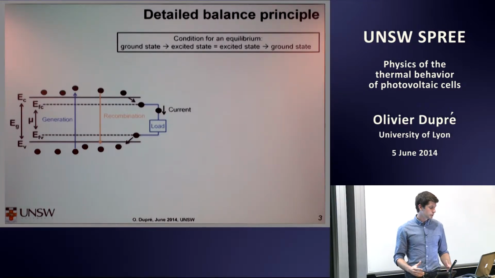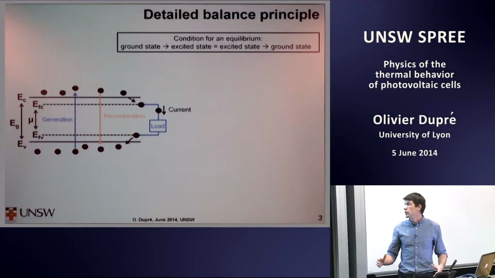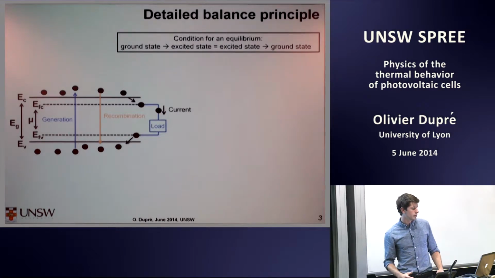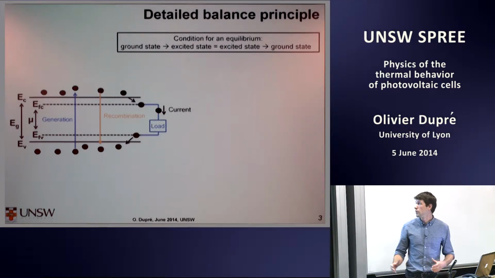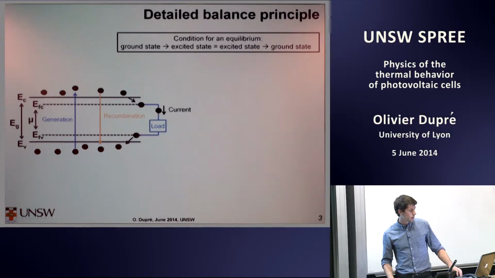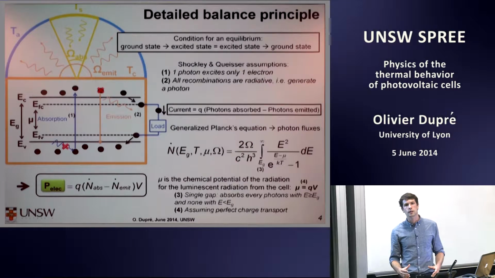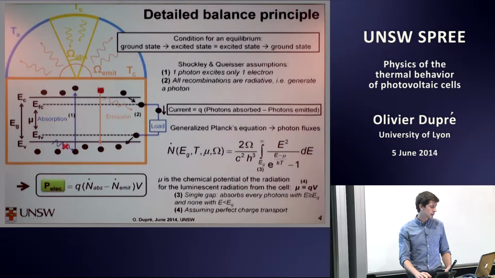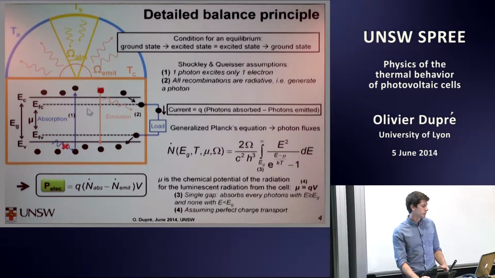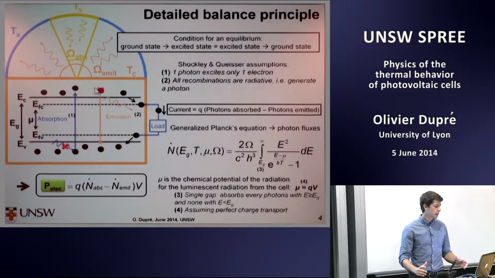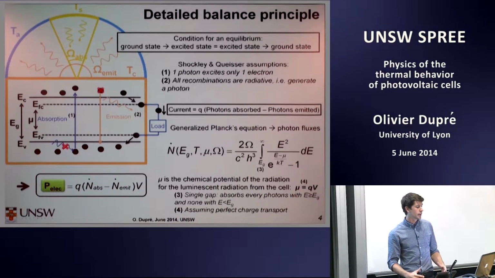They have another option, which is to go through some external circuit, where their energy will be used and we will get electricity from them. The idea of Shockley and Queisser was to make a few assumptions to be able to relate the population of photons to the population of our excited electrons. They say every photon excites only one electron, and all the recombinations that happen in our device are radiative. That means every recombination generates a photon.